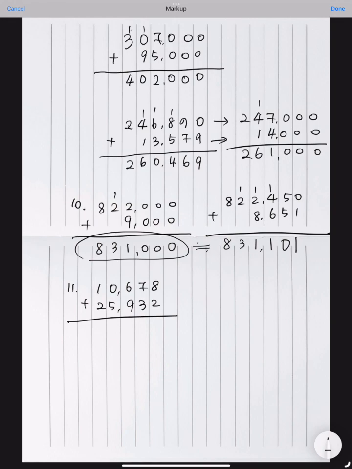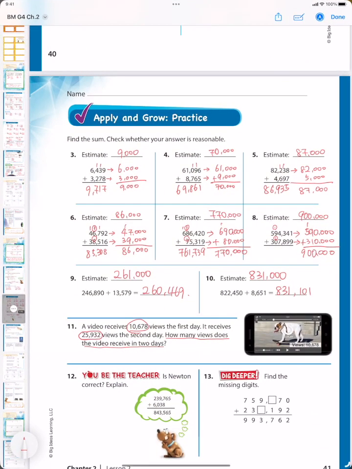8 plus 2, 10. Carry 1 up. And 8 plus 3 is 11. Carry 1 up. And 7 plus 9 is 16. Carry 1 up. And it becomes 1 plus 5, 6. And 1 plus 2 is 3. So 36,610 views. Now I'm going to say 36,610 views. You got it?